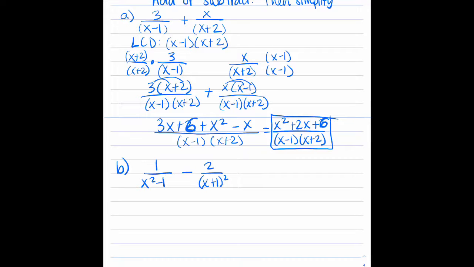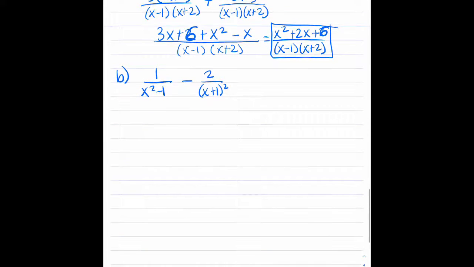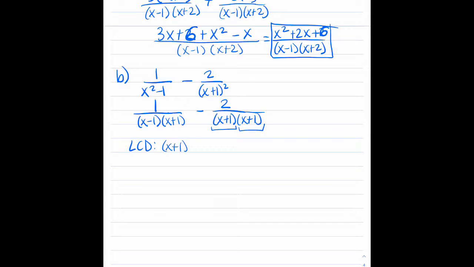All right, 1 over x squared minus 1 minus 2 over x plus 1 squared. Basically I'm going to factor this out before I start doing anything. So I'm going to rewrite this as 1 over x minus 1 times x plus 1. And then over here, I'm going to rewrite this as x plus 1 times x plus 1. I just factored everything out. And now I need to find a least common denominator. I know that I need to have 2 x plus 1s. And since this also already has an x plus 1, I only need to add an x minus 1. So that's my least common denominator.